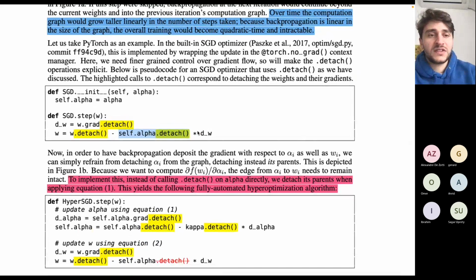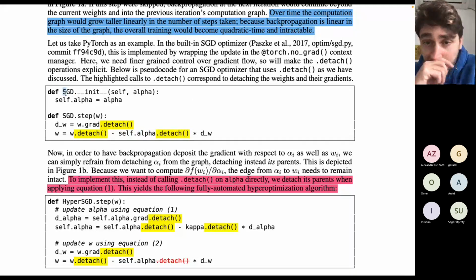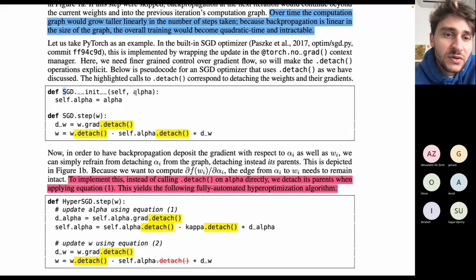So you can see this is the standard stochastic gradient descent. You can actually just view it as gradient descent; the stochastic part is batching your data set. It has some hyperparameter alpha, and what you do is you detach the gradients, you detach your current weights, and you detach your alpha. So all three of these parameters are detached, which means that they aren't connected to the previous computation graph that you calculated during this iteration, and then you update your weights. So your weights become leaf nodes of the next graph.